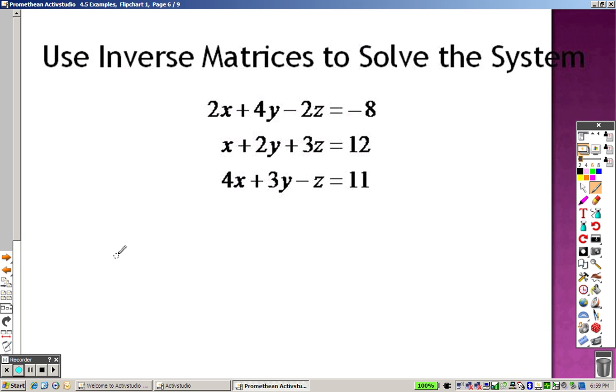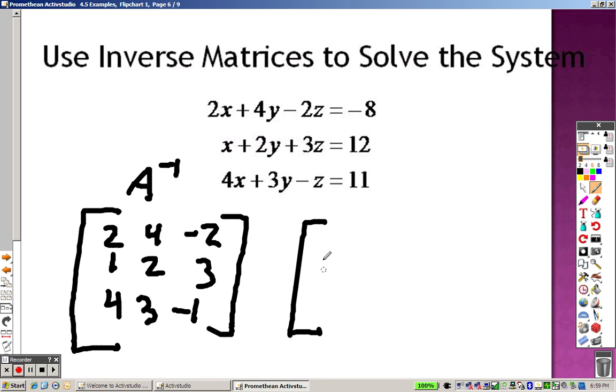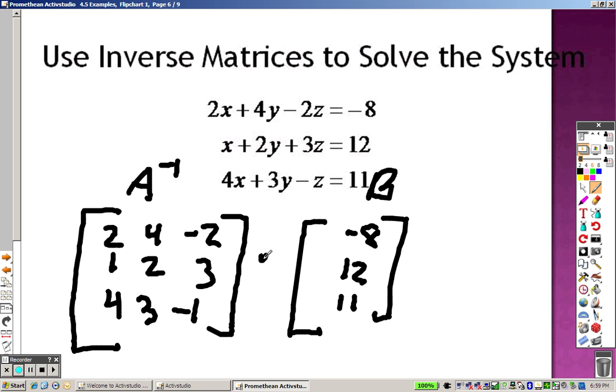It works the same. And this method is surprisingly even easier than doing the determinants to find all the answers. Because what's your A? Your A is 2, 4, negative 2, 1, 2, 3, 4, 3, negative 1. Here is your A. So you need to find the inverse of it. Then your B. Your B is negative 8, 12, 11. So find out what your B is and multiply them together.